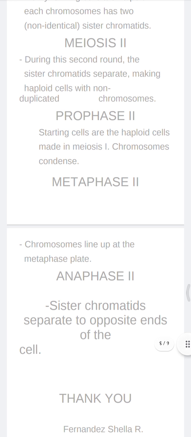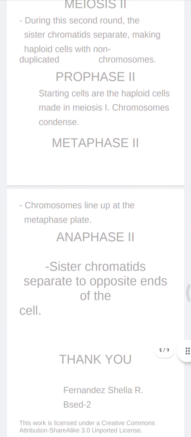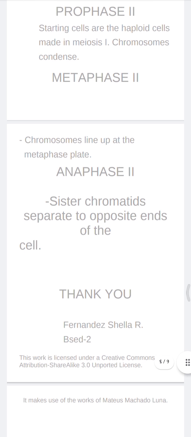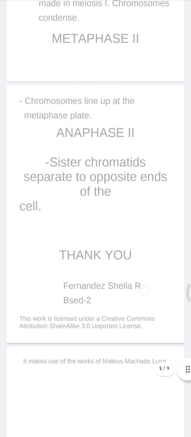First, prophase 2. The starting cells are the haploid cells made in meiosis 1, and the chromosomes are condensed. Next is metaphase 2, where the chromosomes line up at the metaphase plate. And lastly, anaphase 2, where the sister chromatids separate to opposite ends of the cell.